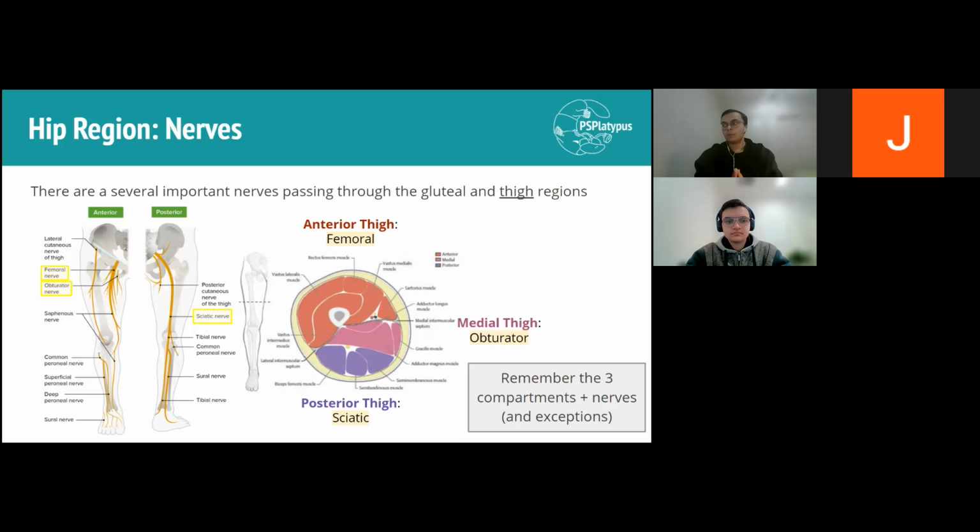So remember those 3 compartments and the nerves that innervate those compartments, but also keep in mind the exceptions, being adductor magnus, which is innervated by both the adductor component, which is obturator, and the hamstring component, which is sciatic.